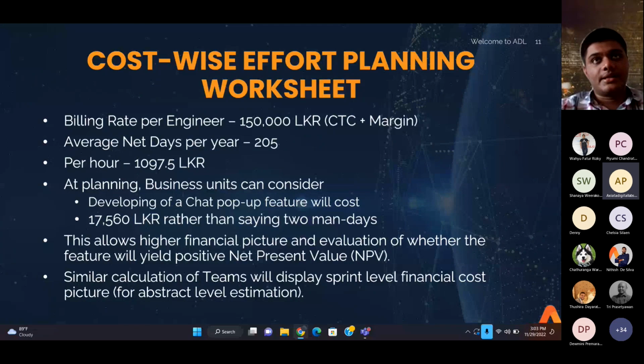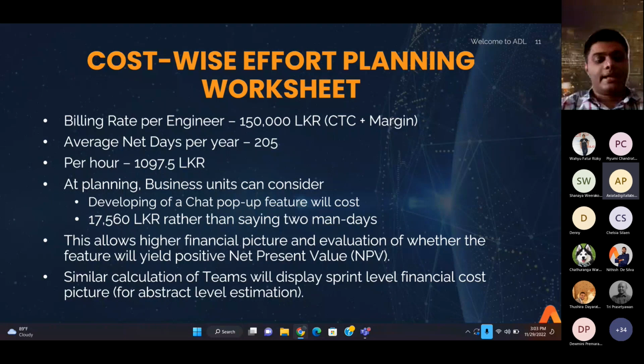So average net days per year means the deduction after public holidays and the entitled leaves, because that should be considered. Once the entitled leaves are deducted, the company can expect 205 days per year. Therefore per hour will cost 1097.5 rupees.